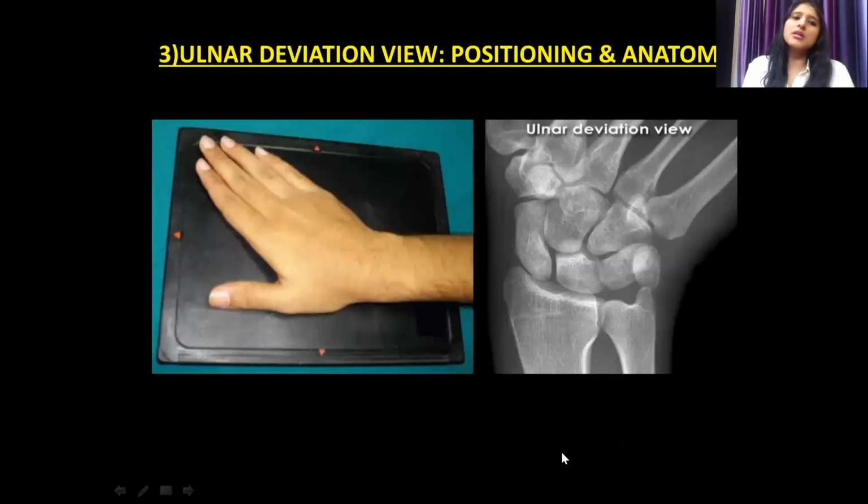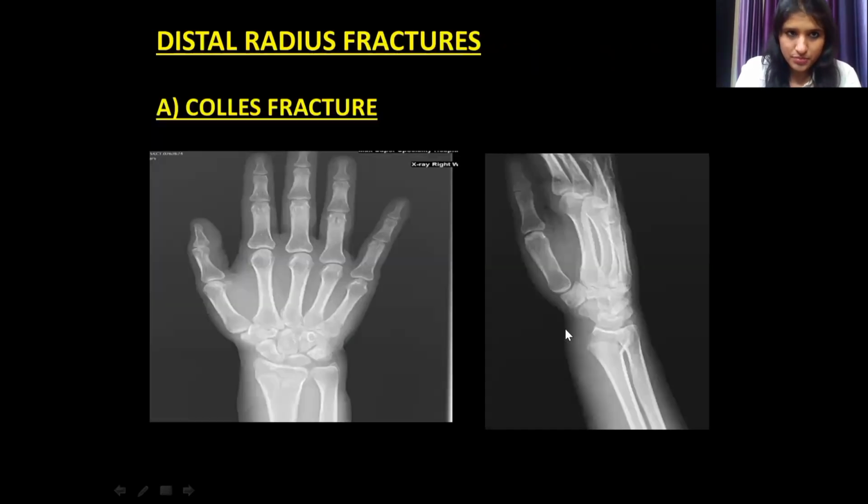So coming on to the ulnar deviation view. In the ulnar deviation view, the hand is rotated by approximately 45 degrees towards the ulna. And in this position, the scaphoid is viewed in full profile. So any hidden fractures of the scaphoid can be assessed best on ulnar deviation views.